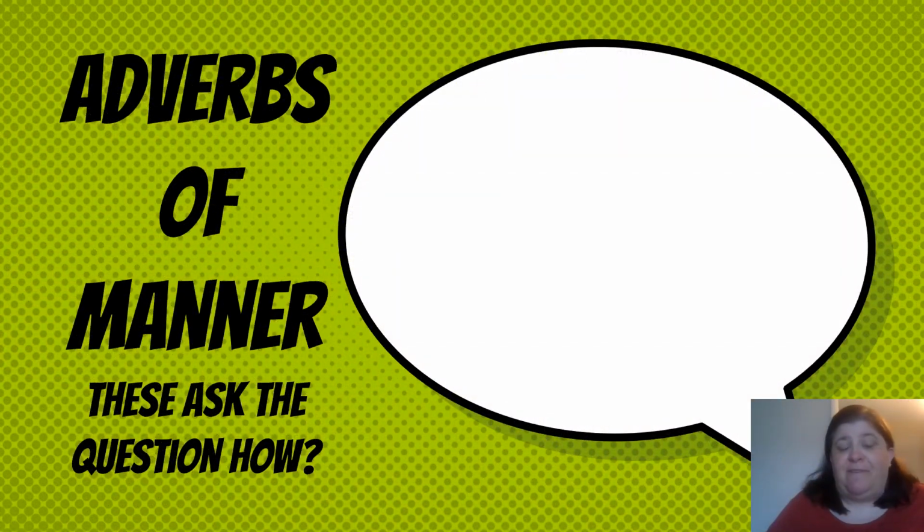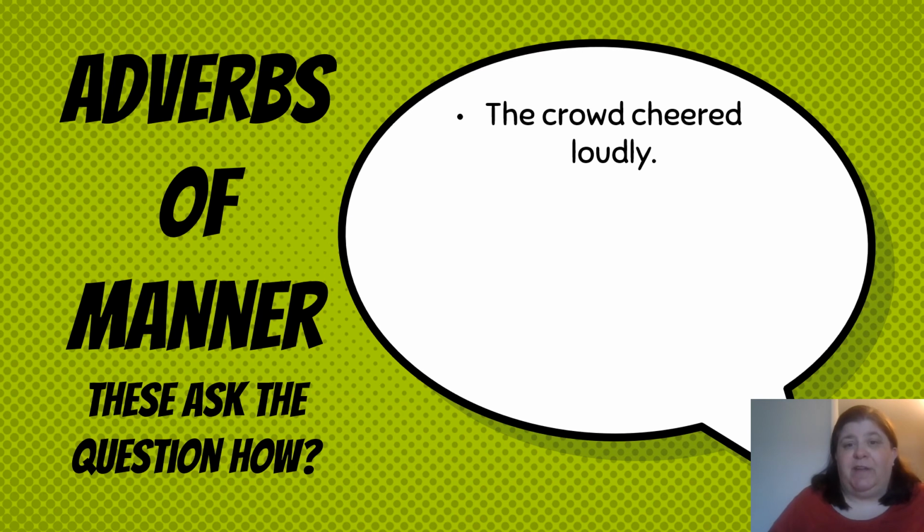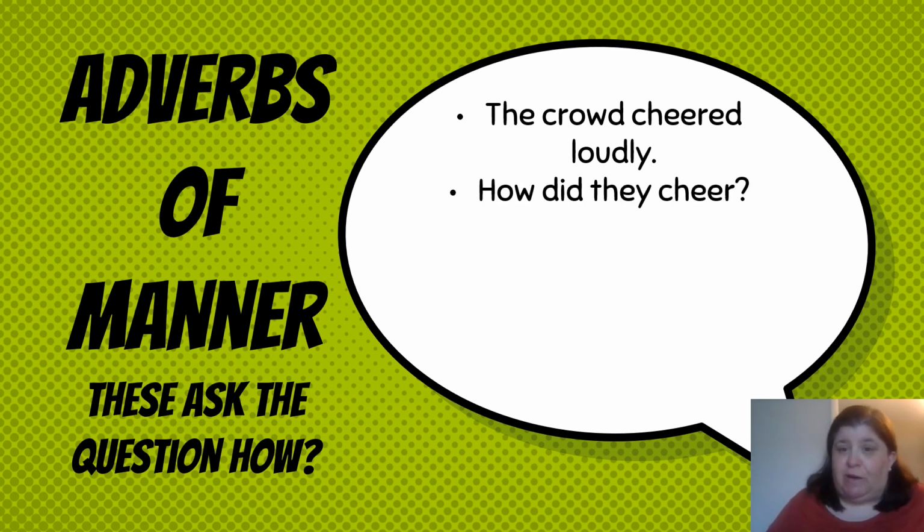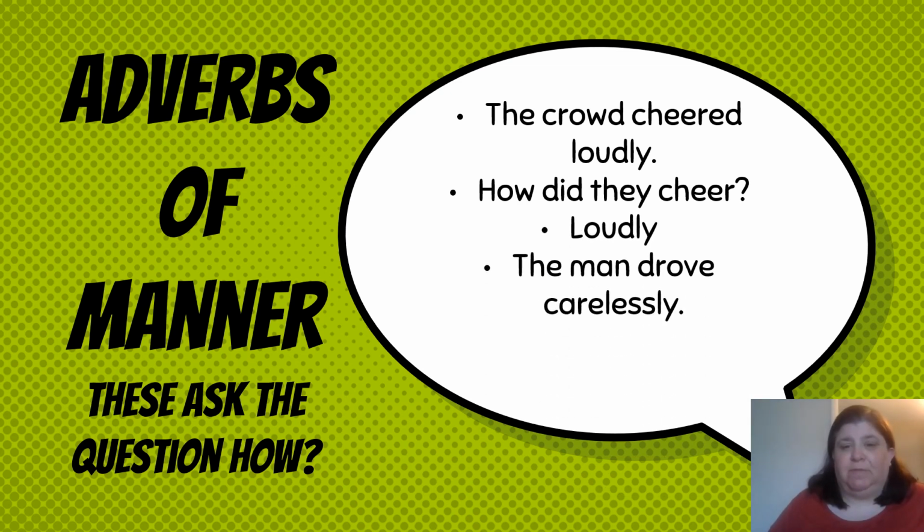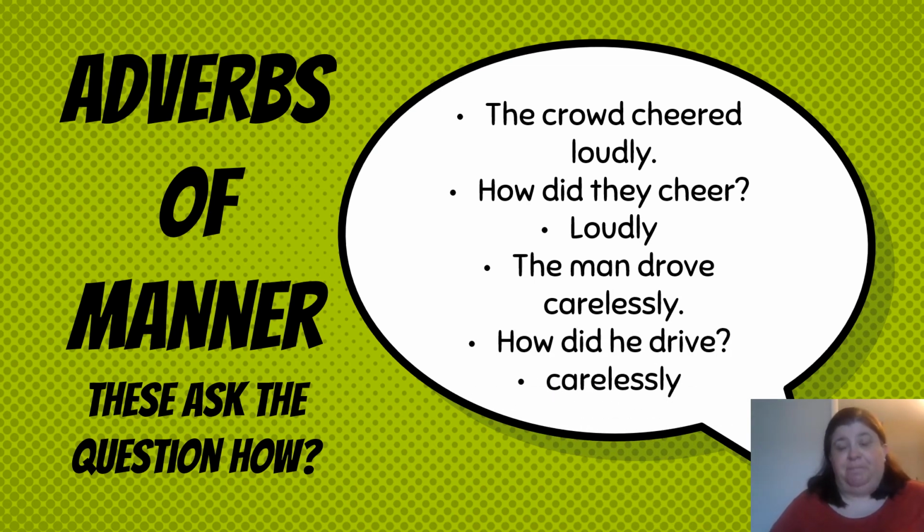So let's look at first the adverbs of manner. These ask the question, how? The crowd cheered loudly. How did the crowd cheer? Loudly. The man drove carelessly. How did he drive? Carelessly. So you see how the adverbs of manner are just answering that basic question, how.